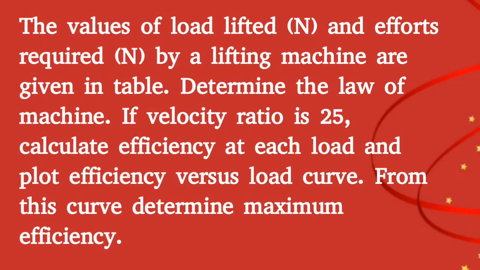Given the question, the values of load lifted and efforts required by a lifting machine are given in a table. Determine the law of machine. If the velocity ratio is 25, calculate efficiency at each load and plot efficiency versus load curve. For this curve, determine the maximum efficiency.